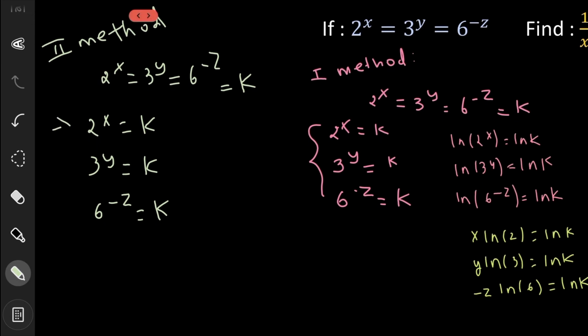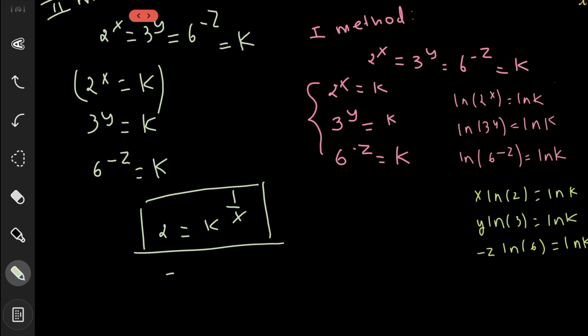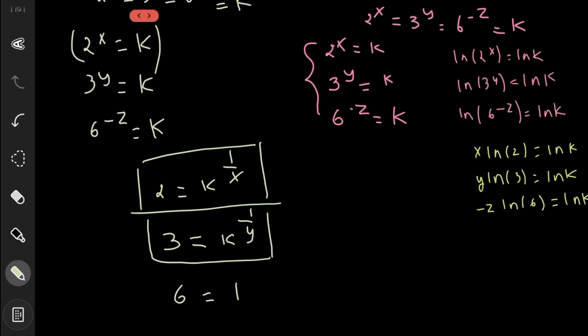So we have 2 to the power x equals k. I will simply take the power of 1 upon x on both of the sides. So I will get 2 to the power x into 1 upon x equals k to the power 1 upon x. Now x and x got cancelled out. So we finally get the value of 2, that is k to the power 1 upon x. Okay. Now in the second equation, we have 3 to the power y equals k. So from there we will get the value of 3, that is k to the power 1 upon y. And from the final equation, we will get the value of 6, that is going to be k to the power negative 1 upon z. Remember that 6 to the power negative z is present, okay?